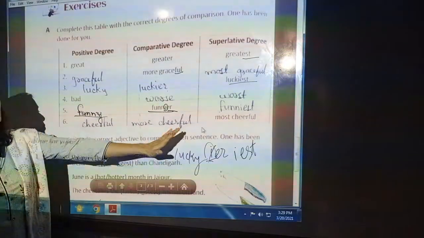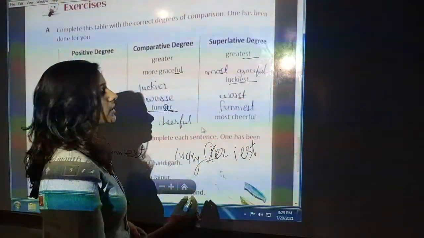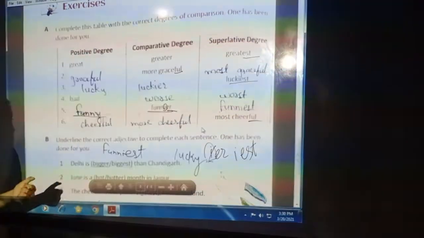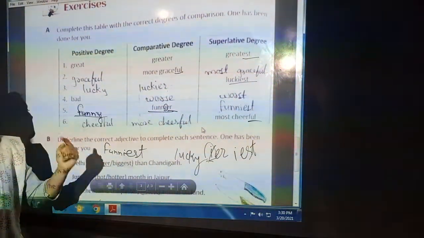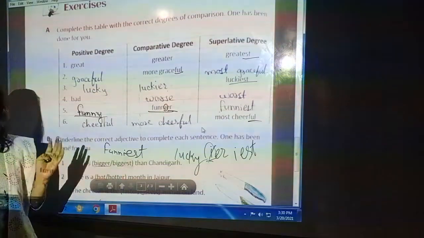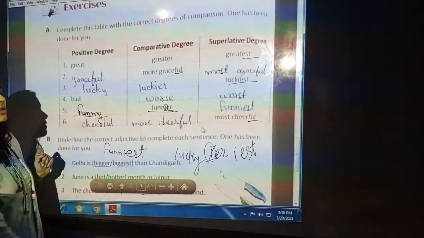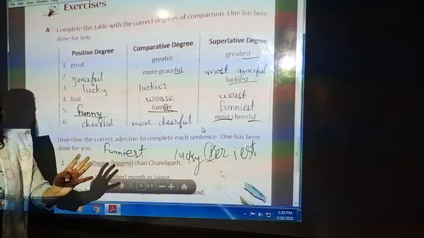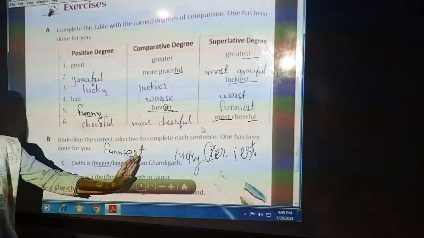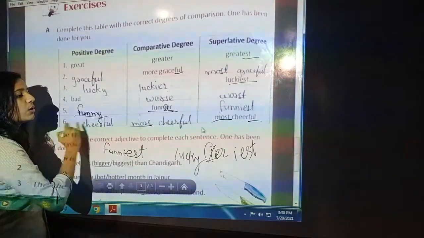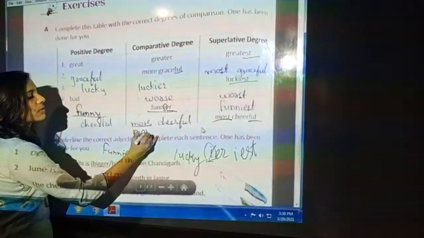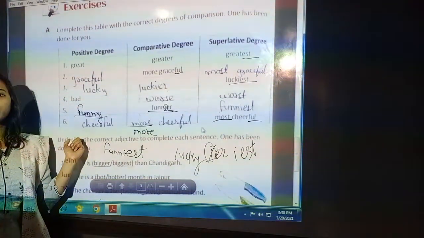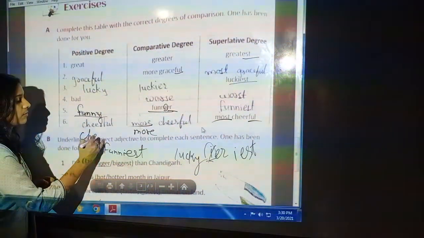Next is most cheerful. Here you can see FUL, suffix is used. So when suffix is already added, we will add most and more to convert the degrees. So here you can see most is given, that means this is superlative degree, most cheerful. To convert it into comparative degree, we will add more cheerful. Most will change into more. And in positive degree, the original form will be written, that is cheerful.